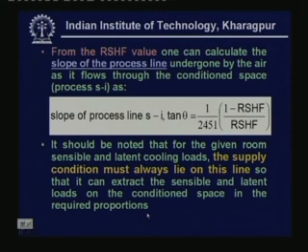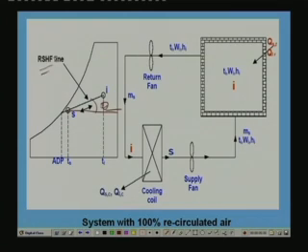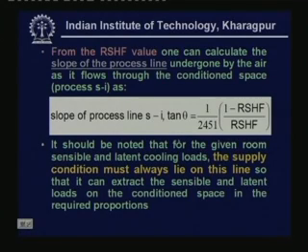Now, from the RSHF value, one can calculate the slope of the process line undergone by the air as it flows through the conditioned space. That means the slope of this line. Okay, let us say this is theta. Then tan theta is the slope of this line. This we can obtain if you know the RSHF or the sensible heat factor. This we have discussed in the last lecture. And we have seen in the last lecture that the expression for the slope is given by this value, that is tan theta is 1 by 2451 multiplied by 1 minus RSHF divided by RSHF, where RSHF is the room sensible heat factor, which is known to us.